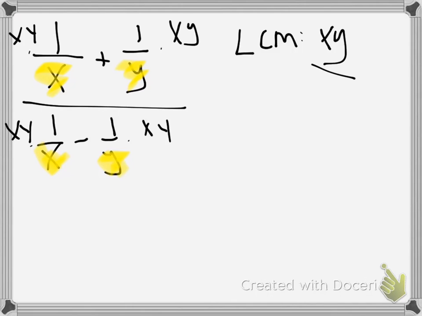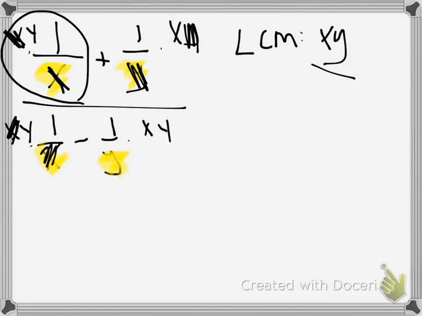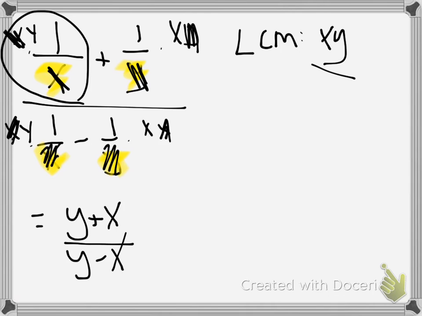Look what happens. In the first piece, that x and that x cancel. In the next piece, the y's cancel. In the bottom left, the x's cancel. See what just happened. All four denominators of the smaller fractions disappeared. We're left with y plus x over y minus x.